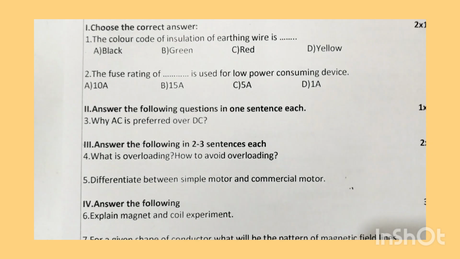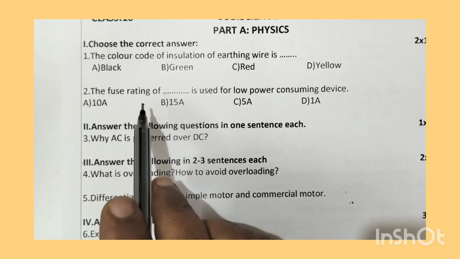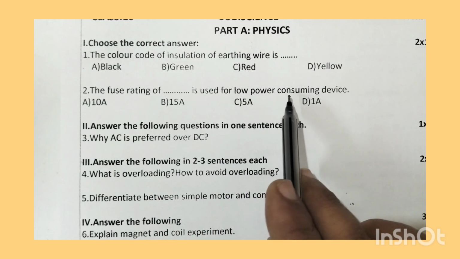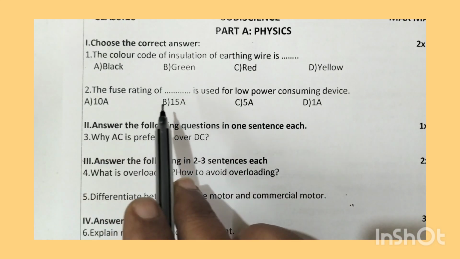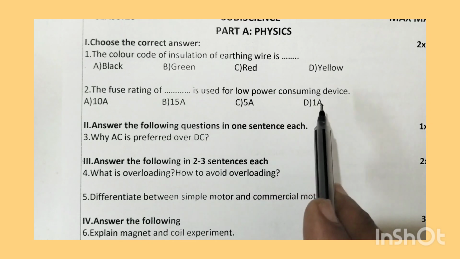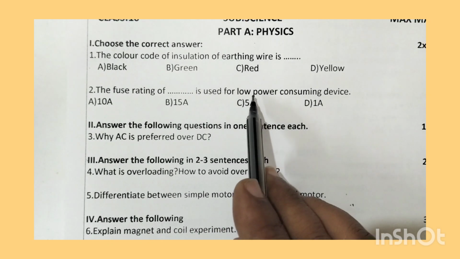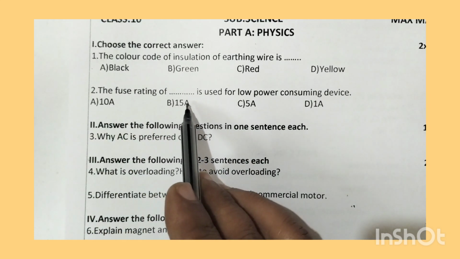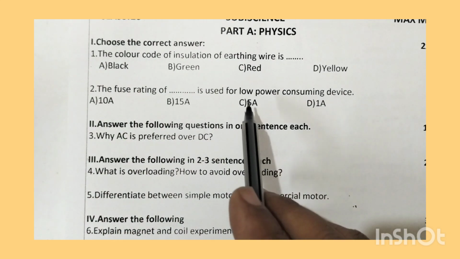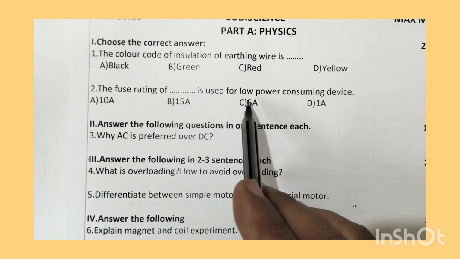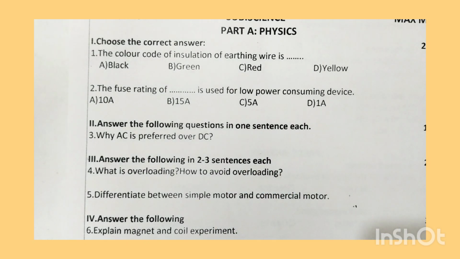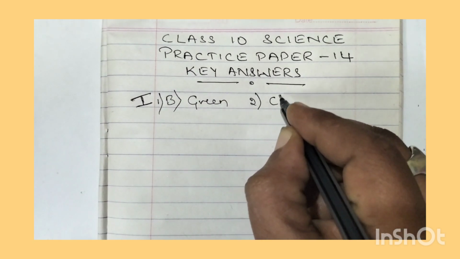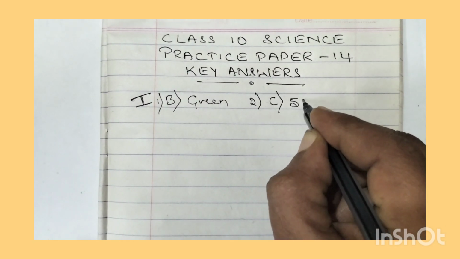So the second question is: the fuse rating of dash is used for low power consuming device: 10 ampere, 15 ampere, 5 ampere, 1 ampere. So for low power consumption 5 ampere, for high power consumption 15 ampere. Here they asked low power consuming device, therefore the right answer is option C, 5 ampere.